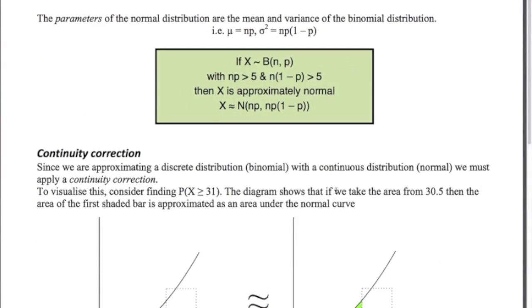So here's the summary of what happens here. We start with a binomial distribution. As long as n times p is greater than 5 and n times (1 minus p) is greater than 5, we can say that the distribution is approximately normal. And what are the parameters? The mean is just the mean of our binomial distribution, n times p, and the variance is just the variance of the binomial distribution, n times p times (1 minus p). These are on your formula sheet, the mean and variance for a binomial. They're the parameters that we use for our normal approximation.